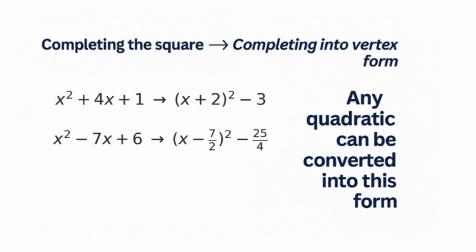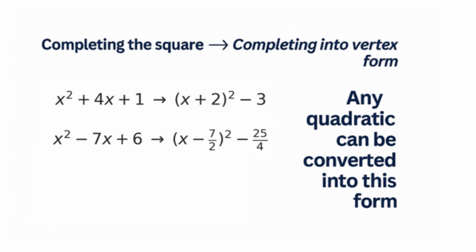Next, consider x squared minus 7x plus 6. Half of -7 is -7 over 2. When we complete the square, we get (x minus 7 over 2) squared minus 25 over 4. Notice how the technique works even with fractions and negative coefficients. These examples demonstrate a powerful truth.